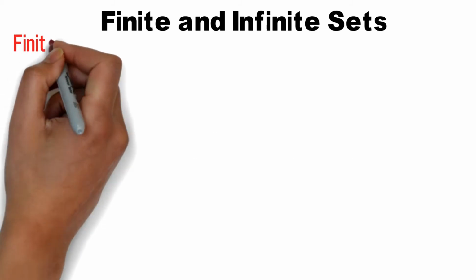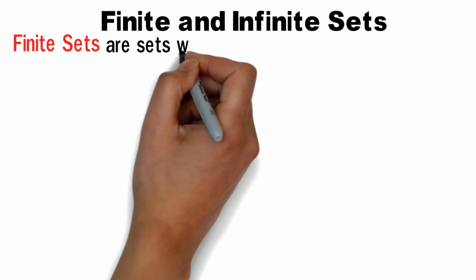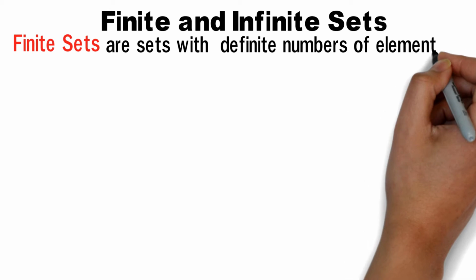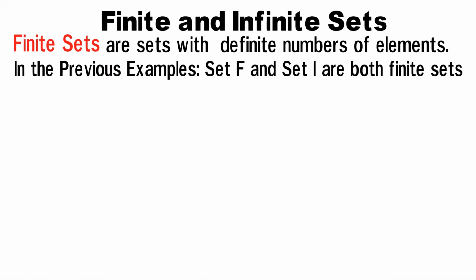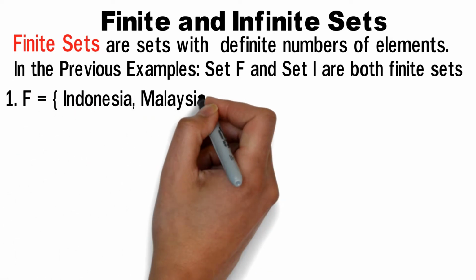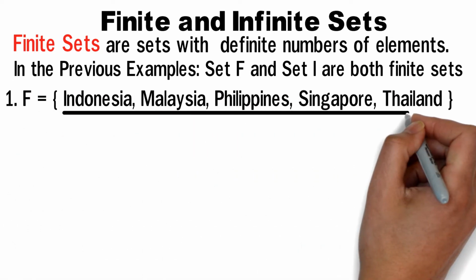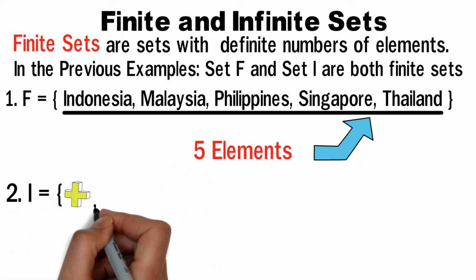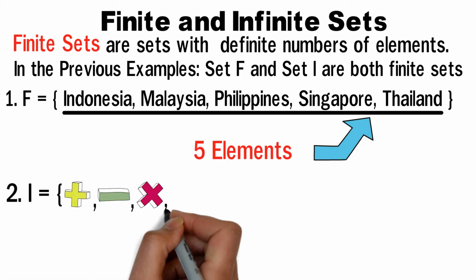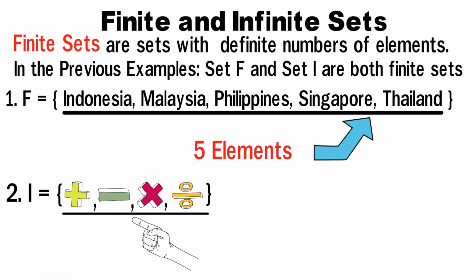Finite sets and infinite sets. Finite sets are sets with a definite number of elements. In my examples, set F and set I are examples of finite sets. Dahil may tiyak na bilang sila ng mga elements, set F is composed of 5 elements which are the members of ASEAN, and set I is composed of 4 elements which are the fundamental operations.